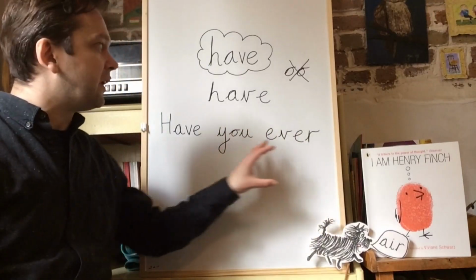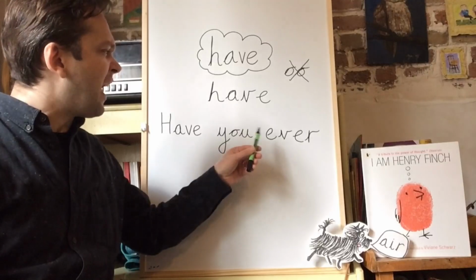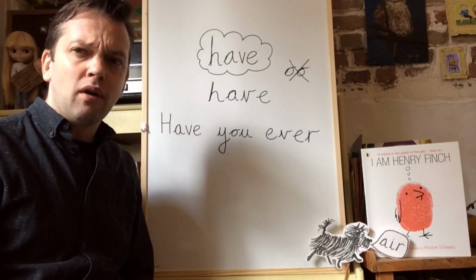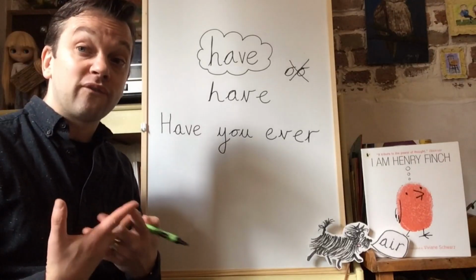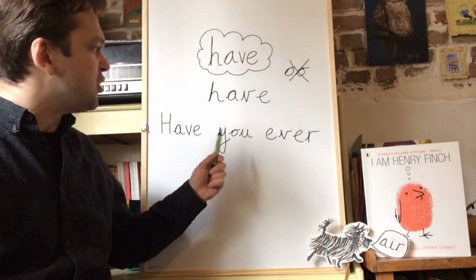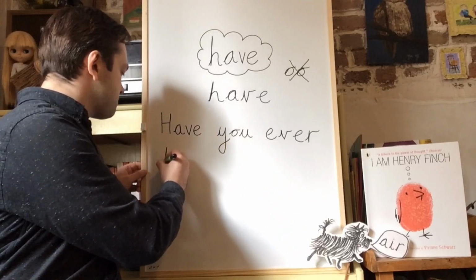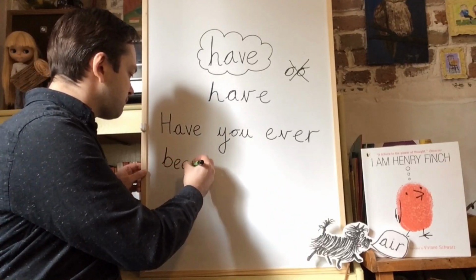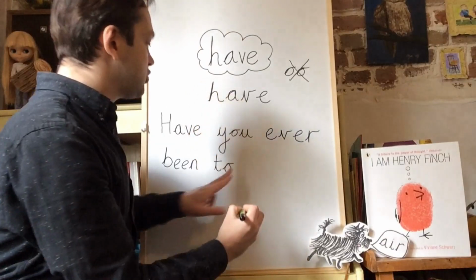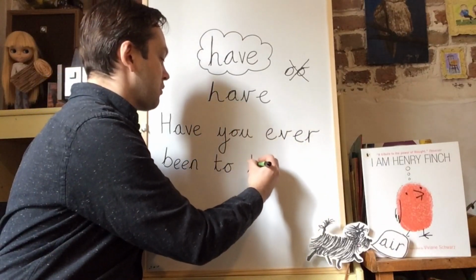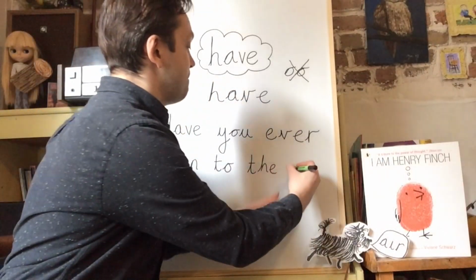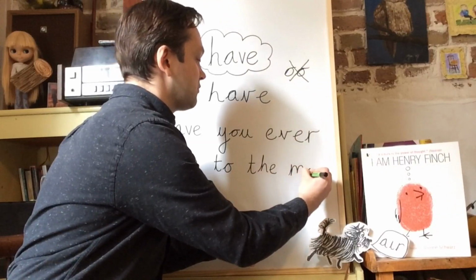Now it's up to you to finish the sentence, okay? Have you ever been to the zoo? Have you ever eaten snails? You can ask your family member whatever you like, but you have to write it down. Have you ever been, 2 finger spaces, to, 2 finger spaces, the, I'm going to be really silly, moon. Have you ever been to the moon?